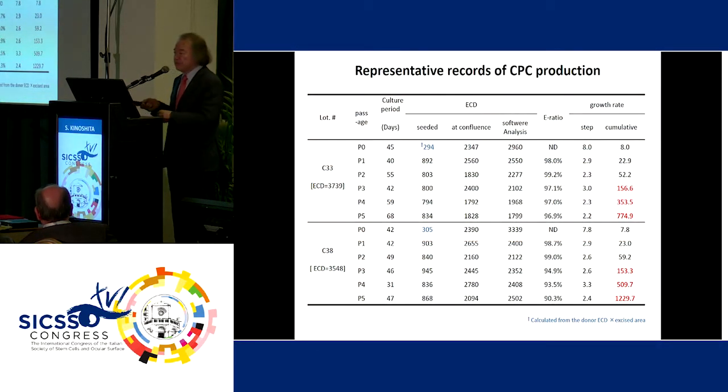So this is a representative record of the CPC production, C33 and C38. You can see we started from one donor cornea. If we use P3, we can make cultured endothelial cells for at least 156 patients. If we could use P5, which we cannot at this point, but in the near future we could, then one donor cornea can create cultured endothelial cells for over 700 patients.